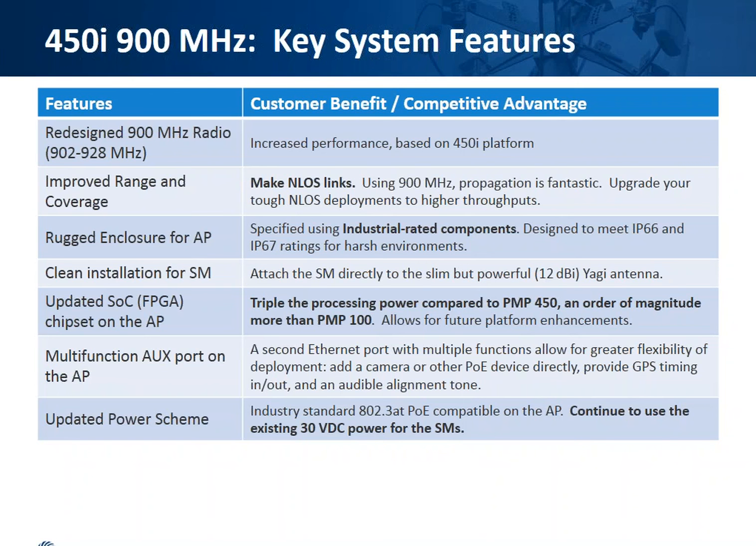We did add that second Ethernet port on the access point as well to allow multiple functions, such as GPS timing in and out, the alignment tone, or you can add a camera and support it with PoE output as well. And due to all these things on the access point side, we've changed the power scheme to support PoE standard, the 802.3at power on the AP side. However, we kept the existing power supplies available for the SM side. So we can use those existing Canopy style 30-volt DC power supplies on the SM.